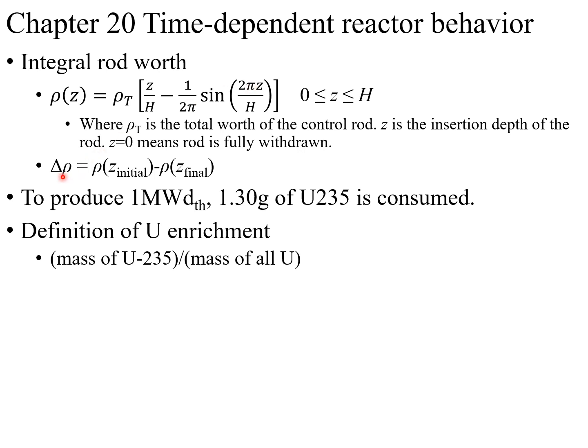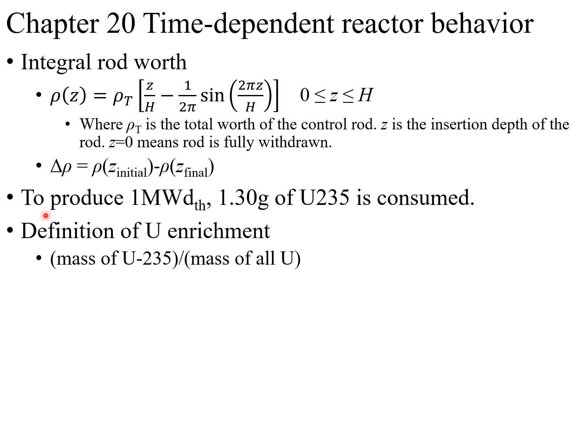Then delta rho is equal to rho Z initial minus rho Z final. If you have the control rod movement from one position to another position, then the change of the reactivity can be calculated by this formula.